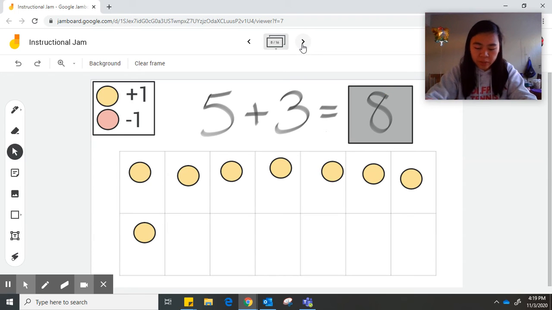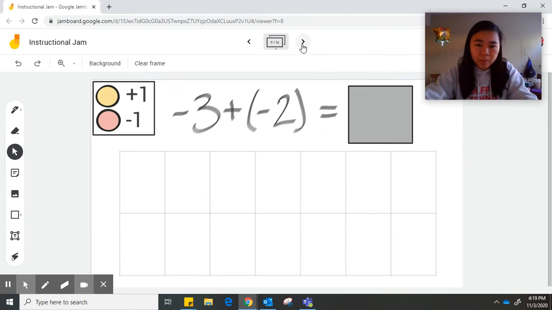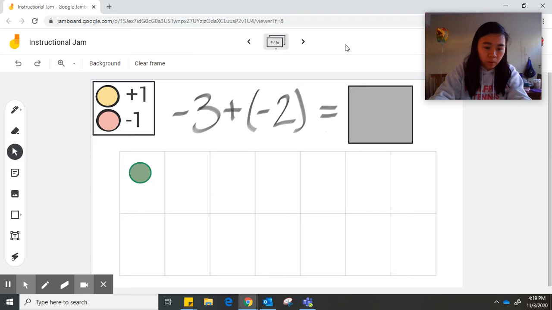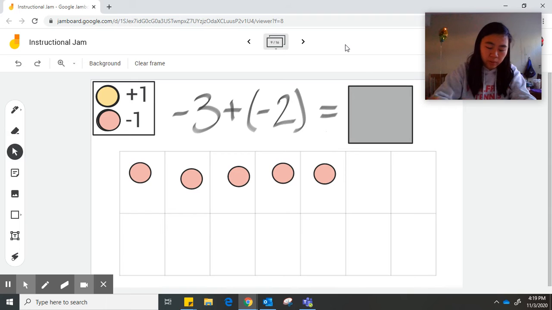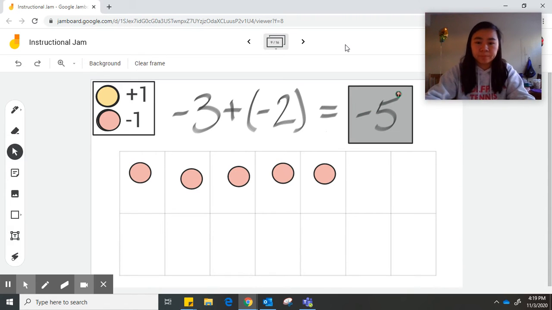Okay, so we started off easy. What happens if they are negative? This time we have a negative 3 plus a negative 2. So same thing, I'm going to model my first number here, negative 3. So we're working with these red counters. 1, 2, 3. And then I'm going to add a negative 2. I'm going to add 2 more negative counters. 1, 2. I can't make any zero pairs. So my answer is we have negative 5 counters.